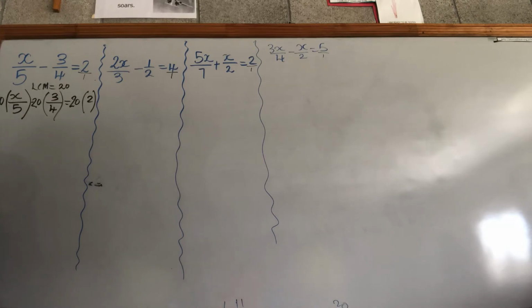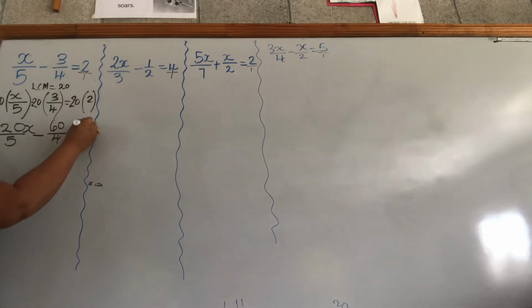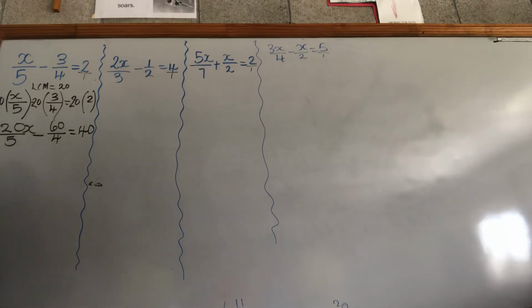So now I simplify. I can simplify in one of two ways. I can go with the LCM by the numerators. Alright, so 20 by x will give me 20x over 5. 20 times 3 is 60 over 4. And 20 times 2 will give me 40. I then simplify these fractions. 5 goes into 20 4 times. 4 goes into 60 15 times, and I have 40.